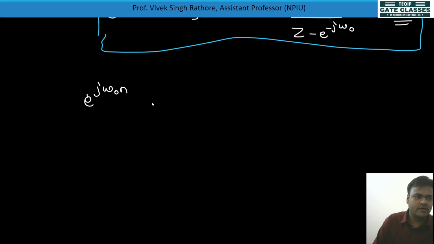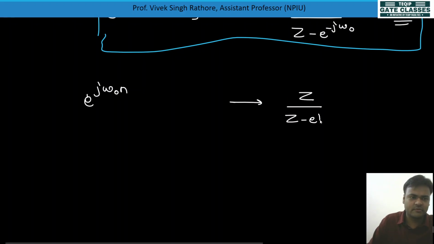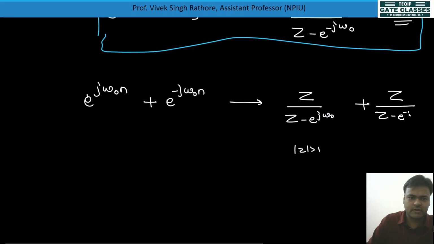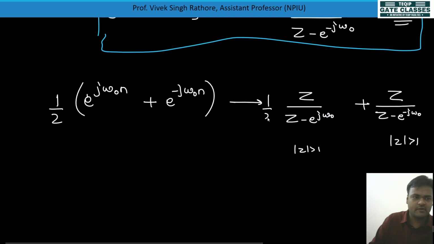Because from here we'll get some more things. We know that e to the power j omega 0 n has z transform z by z minus e to the power j omega 0 with mod z greater than 1, and if we add e to the power minus j omega 0 n, according to the linearity property it will satisfy both conditions. So e to the minus j omega 0 with mod z greater than 1, and if we multiply by half here, obviously we have to multiply by half there also.